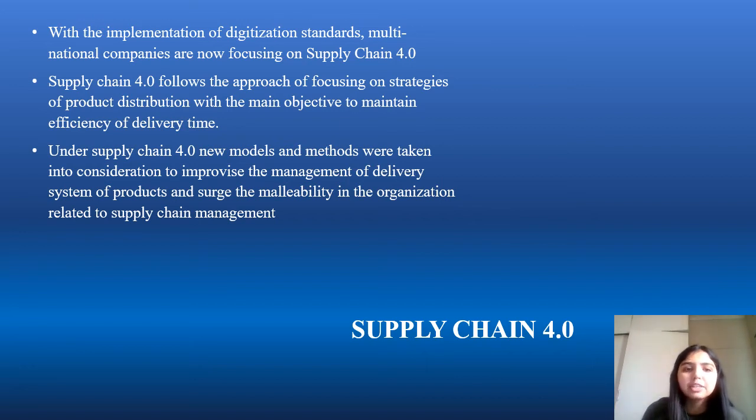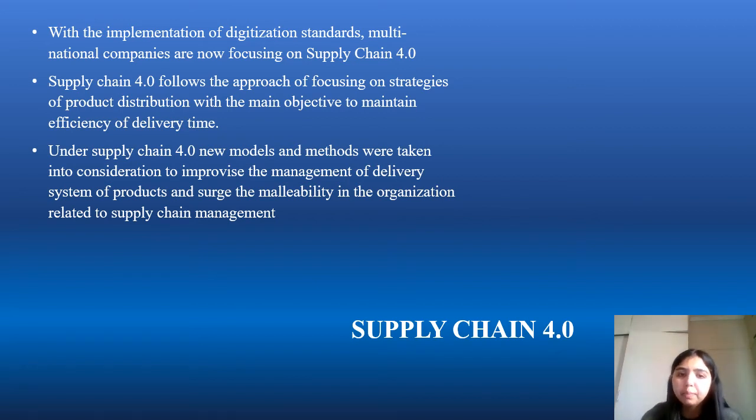So under supply chain 4.0, we have a number of new models available. We have a number of new methods, new things are available. We have a number of new technologies that we are using in order to improve the customer service, and to improve the delivery time of products and services. So in order to do all these things, we are trying to maintain a very good approach.